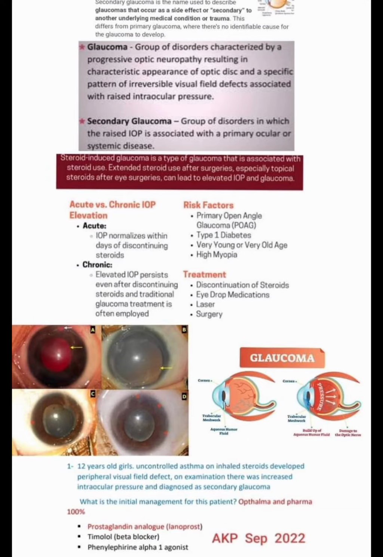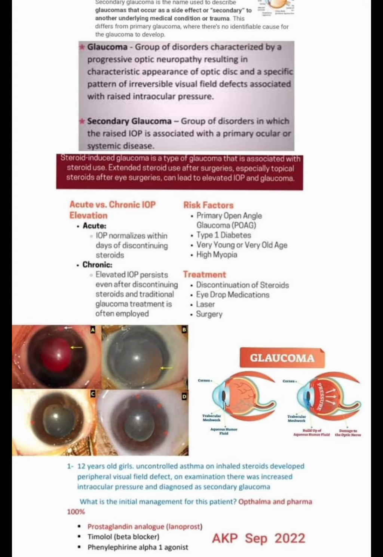Now, the acute versus chronic intraocular pressure elevations. In acute, the intraocular pressure normalizes within days of discontinuing the steroids. And chronic is when the elevated intraocular pressure persists even after discontinuing steroids, and traditional glaucoma treatment is often employed.